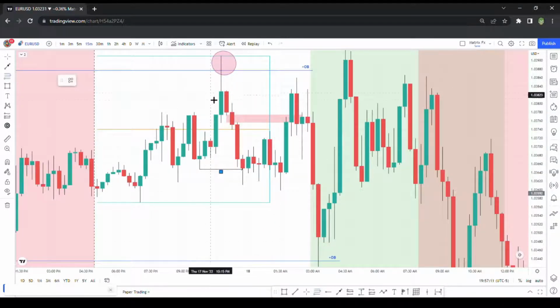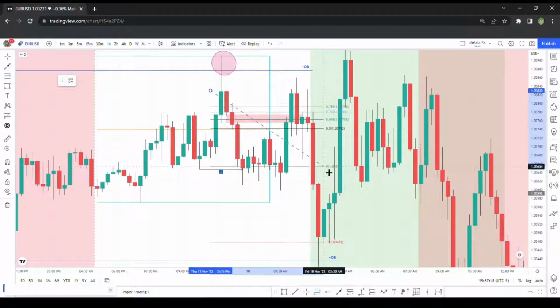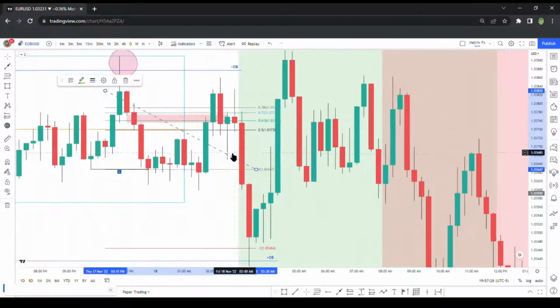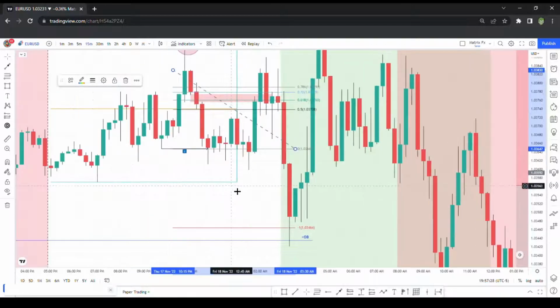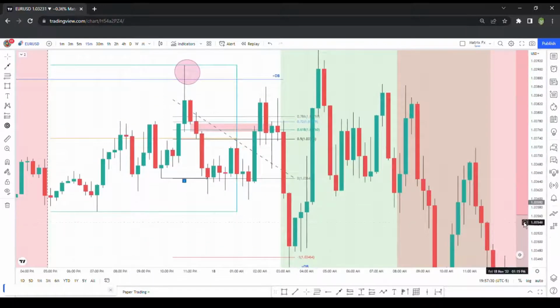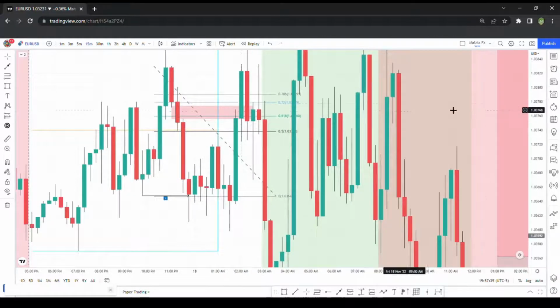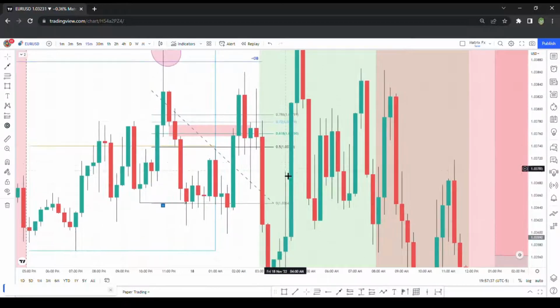Let me use a fib. So from the fib, take from there to there. Clearly you can see that this is above the 50%. I think this is just inside the 61.8%, and I think particularly that was where I took my trade, not just from the fair value gap itself, but from that particular area.